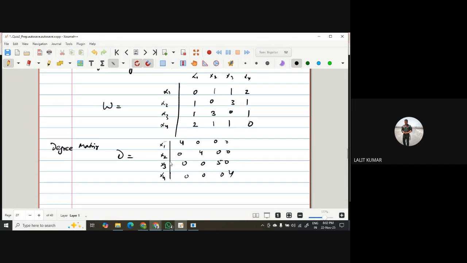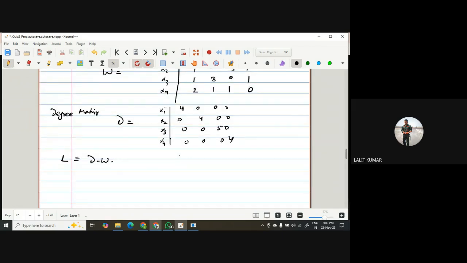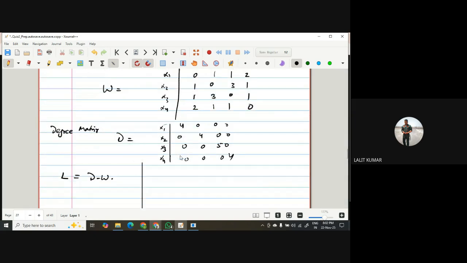And when you do the Laplacian, the Laplacian is nothing but D minus W. This Laplacian has certain qualities we can see in this example. This will become 4, minus 1, minus 1, minus 2. Sorry, my bad, x2 was 5. This will become minus 1, minus 3, 5, 0, minus 2, minus 1, minus 1, and 4.